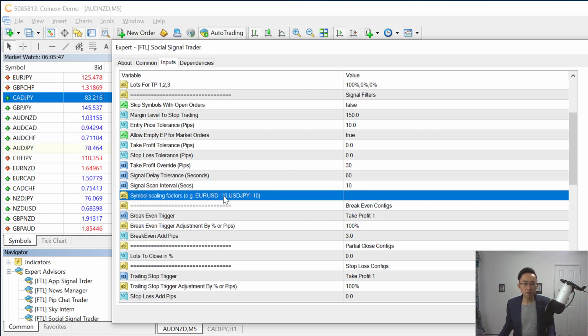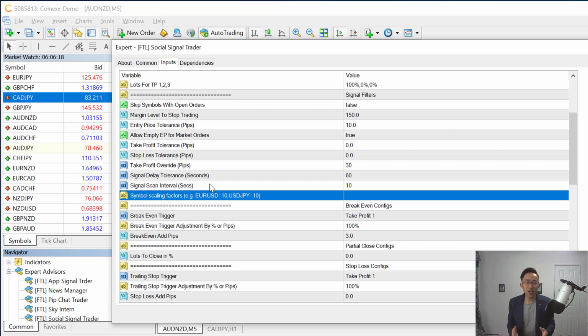So this one's symbol scaling factor. This means that if it's a 5-digit broker, like this one, EuroCat, there are 5 digits after the decimal. Then you know that the last digit is a fractional pip, meaning there are only 4 significant digits. So by default, it's going to multiply, basically reducing from 5-digit to 4-digit.